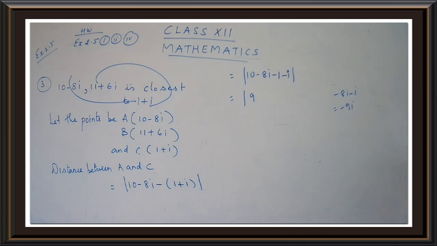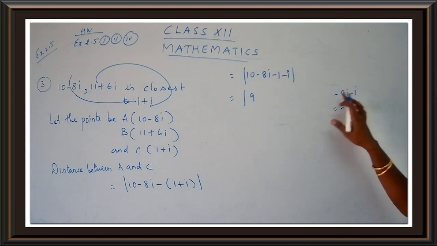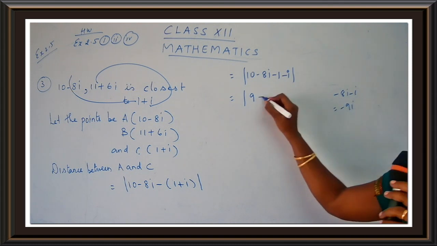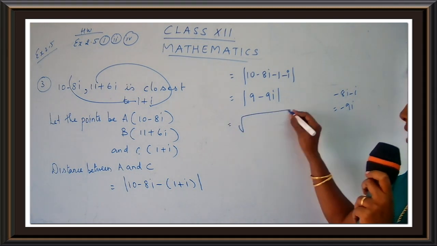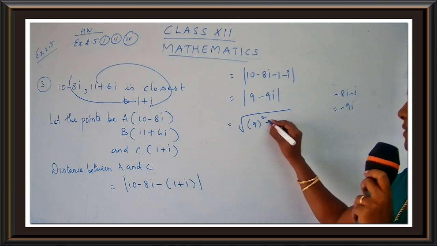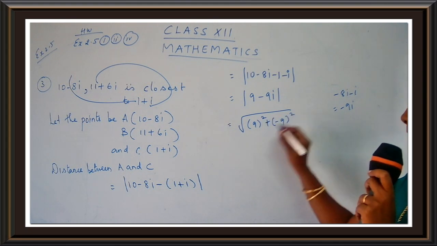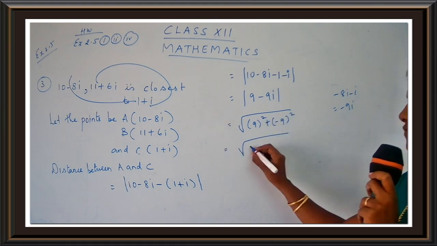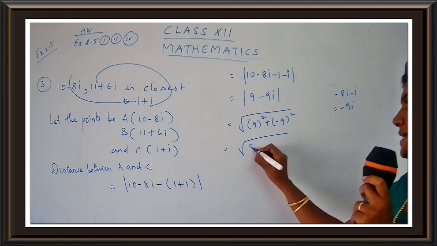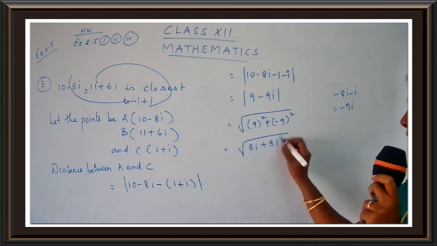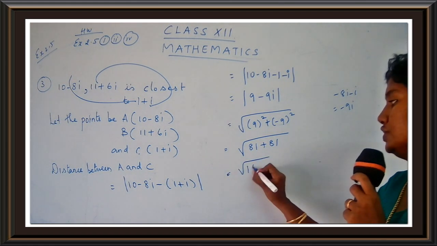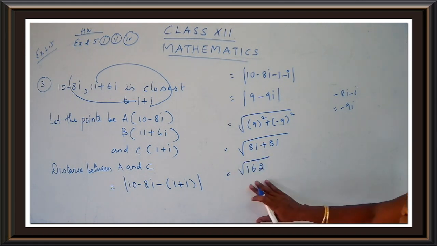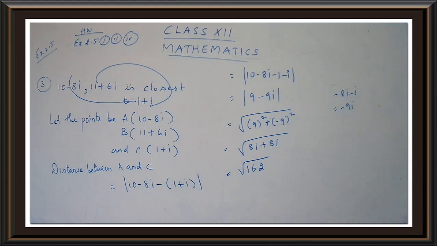So minus 9i. We know how to find the modulus: square root of x square plus y square. So square root of 9 square plus minus 9 square. 9 nines are 81, 9 nines are 81. Minus 9 into minus 9, 81. So this is root 162. No need to simplify, just keep it as root 162. So we have found the distance between A and C.